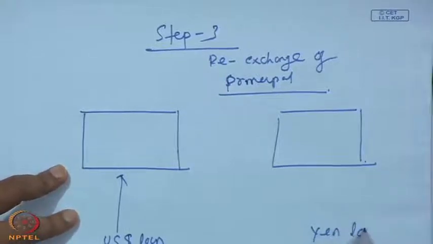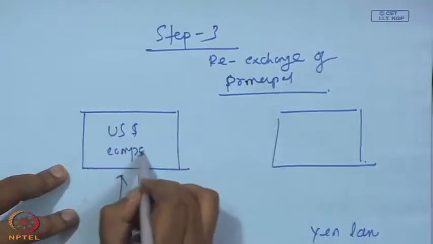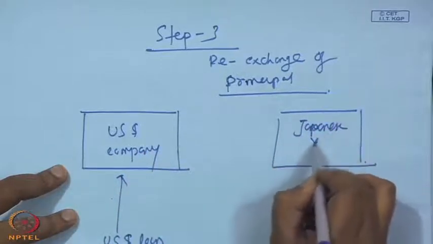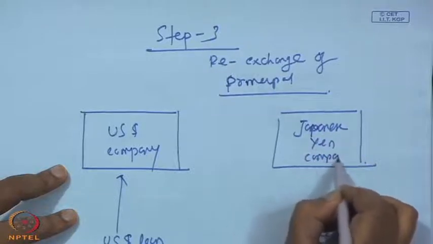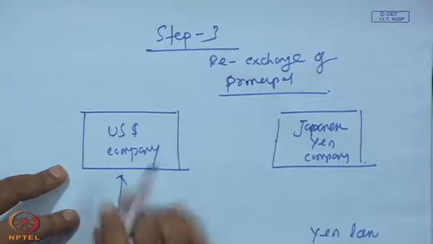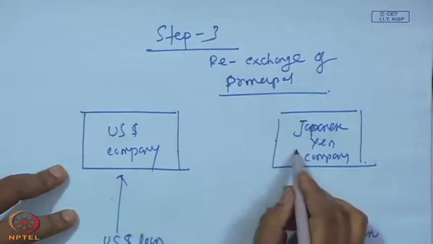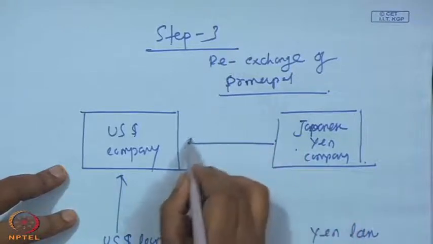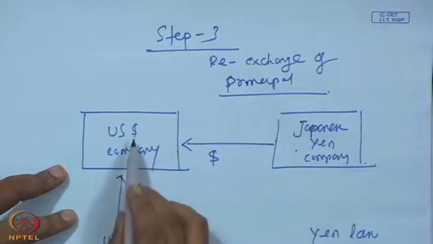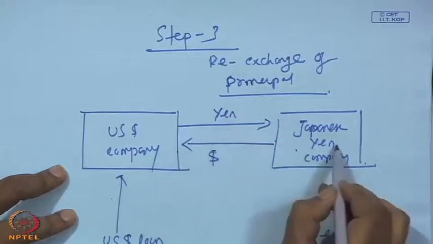So, the Japanese yen loan, the US dollar company, the Japanese yen company. The principal again, the reverse transaction takes place here, because now in step 3 the principal re-exchange will take place. The Japanese company has taken dollars, so it will transfer the principal amount of dollars to the US company. The US company has taken yen, so it transfers the principal amount of yen to the Japanese company.